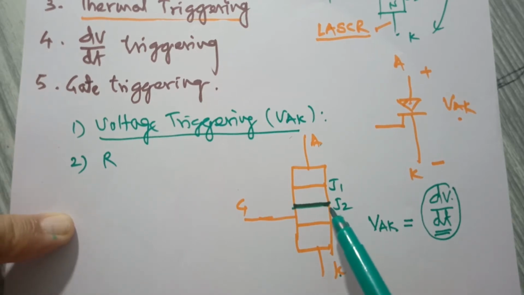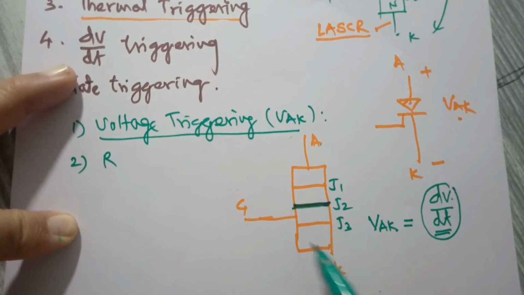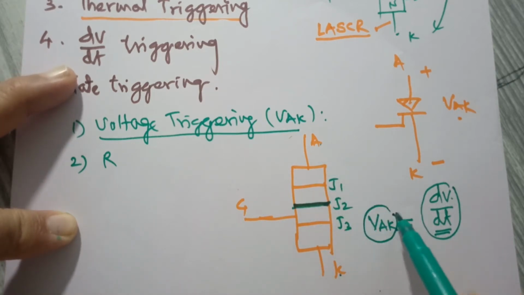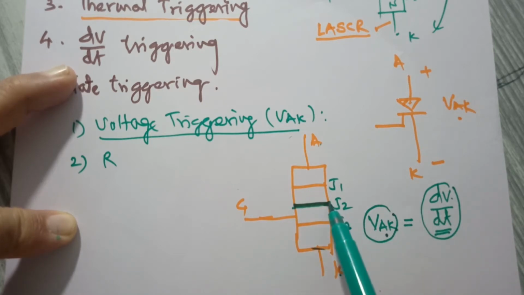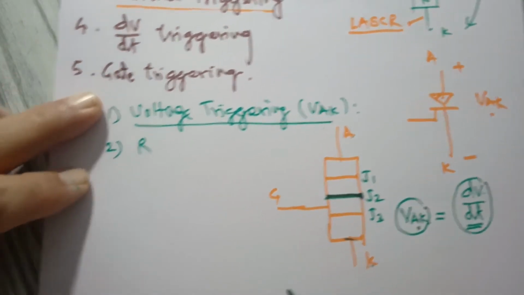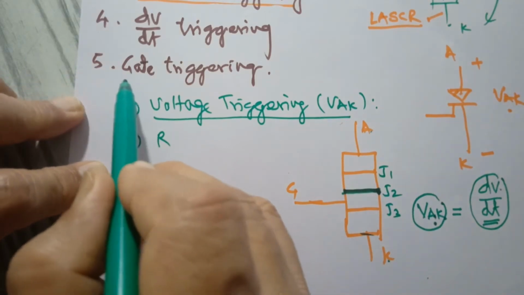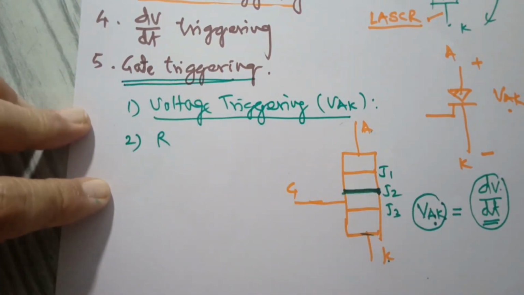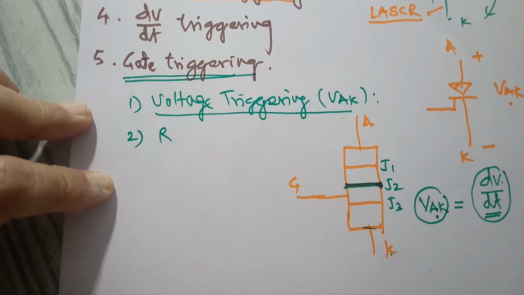And the same idea is used in triggering the SCR. If we apply anode to cathode voltage at a rate greater than the critical rate of rise at junction J2, then the SCR will turn on, and that's why this technique is called dV by dt triggering. And the last and very important one, mostly used in industry, is gate triggering.